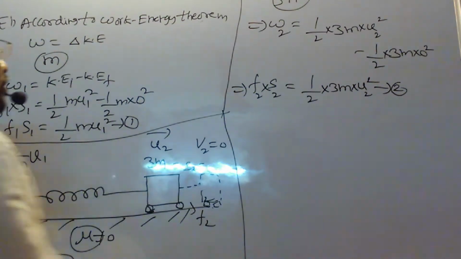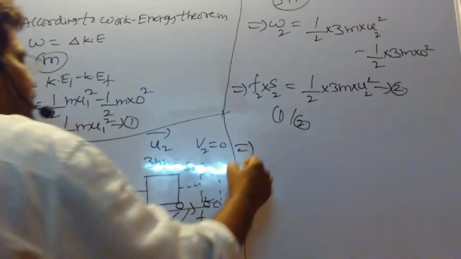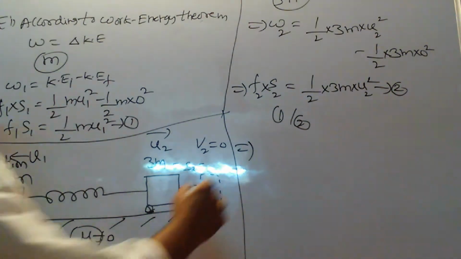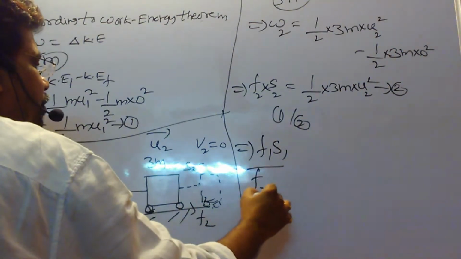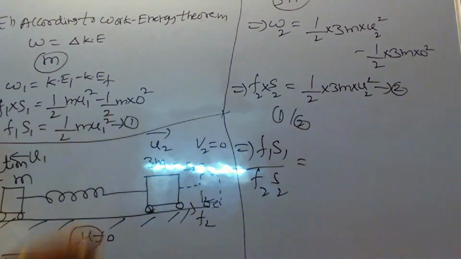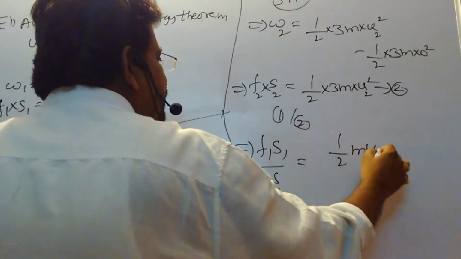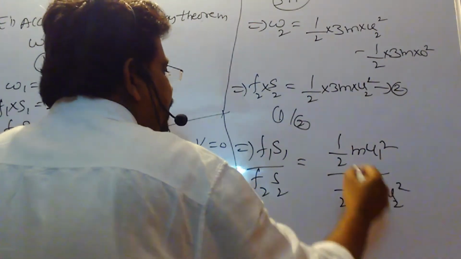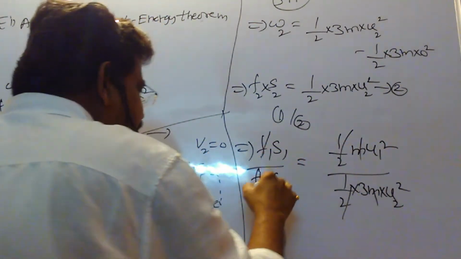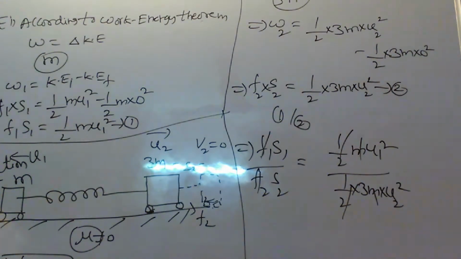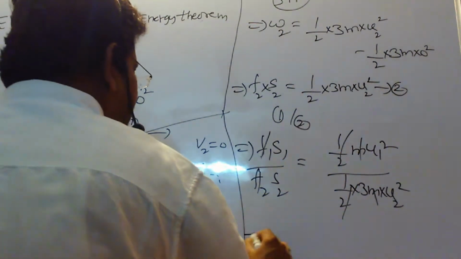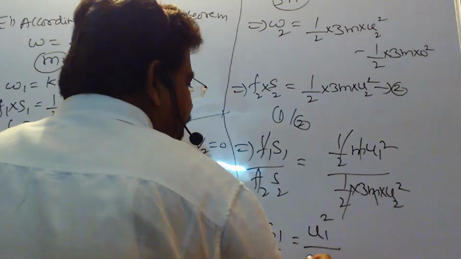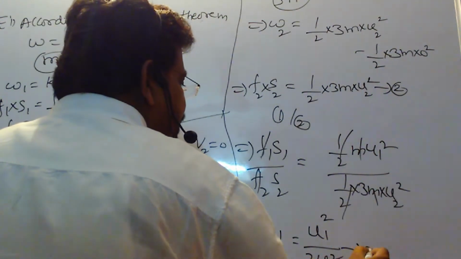Now I am doing equation 1 by equation 2. F1 S1 by F2 S2 equals half m u1 square by half into 3m into u2 square. Half cancels, m cancels, and the frictional forces cancel because F1 equals F2, the condition he had given. So S1 by S2 equals u1 square by 3u2 square. This is my third equation.